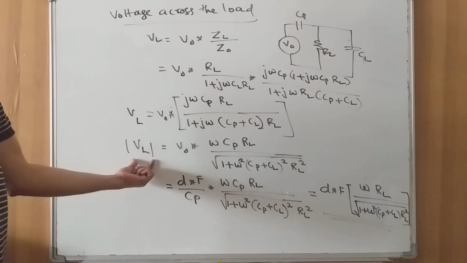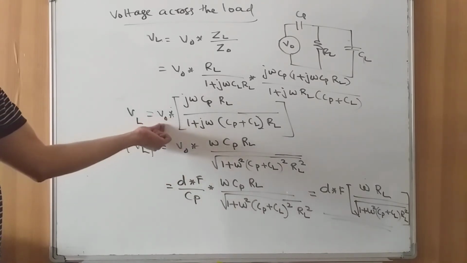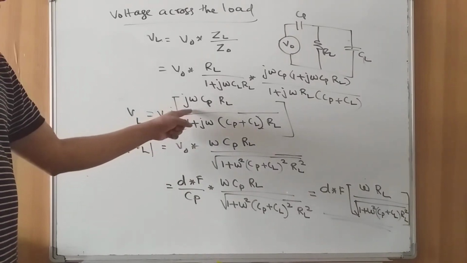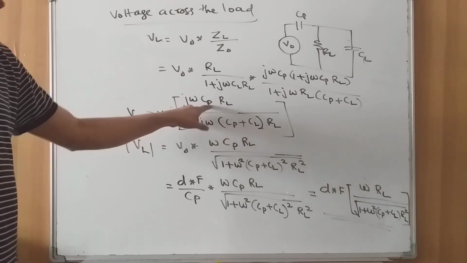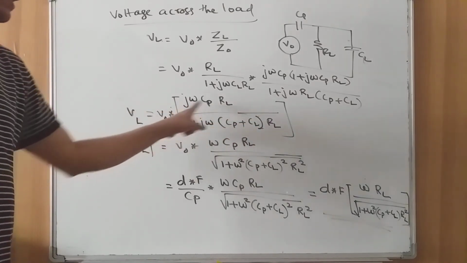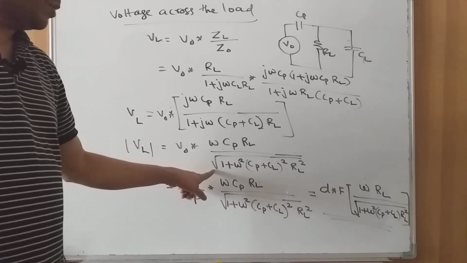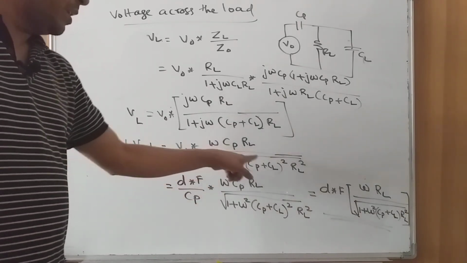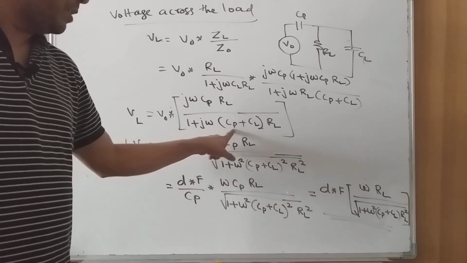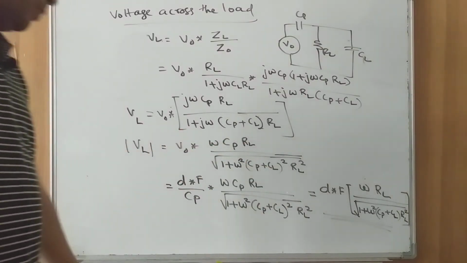So, we try to find out the magnitude, which is calculated by the equation V0, omega Cp RL divided by, since we have the real term and the imaginary term here, we have to square and take the square root. The j will go away because of the magnitude. So, square root of 1 plus omega square (Cp plus Cl) whole square into RL square.